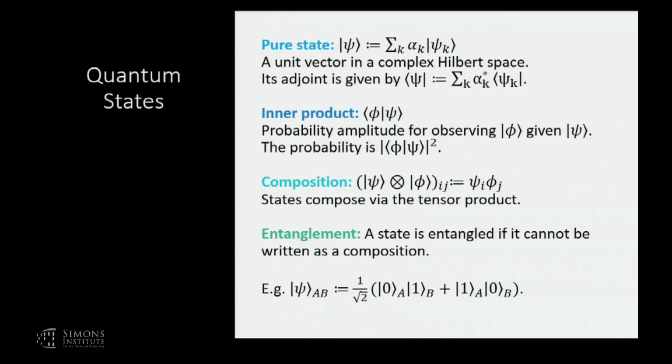Now, how do we compose quantum states? If we've got two quantum states, then the total quantum state of those two systems is just the tensor product between the two. And if we've got a state that has two subsystems and we can't compose it as a tensor product, then we say those quantum states are entangled. Here's an example of a quantum state. You can try and write it as a tensor product between two states, but you shouldn't be able to.